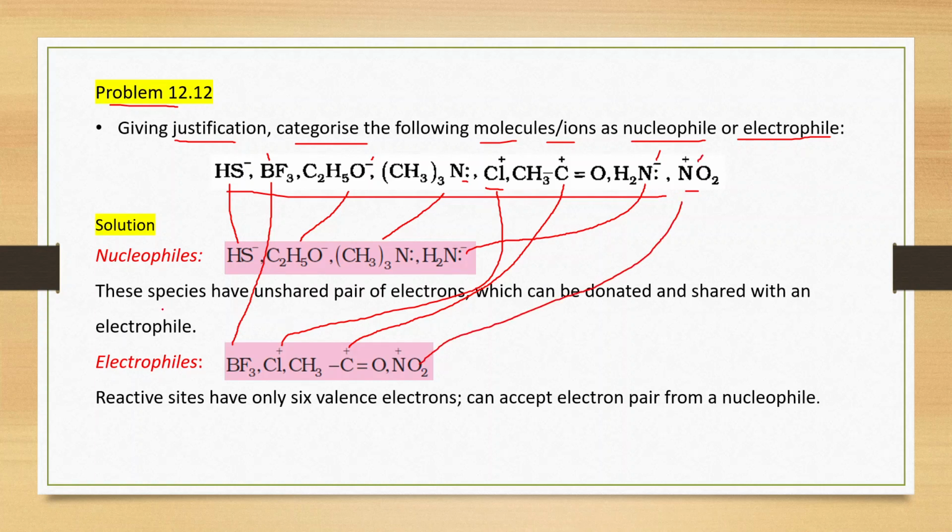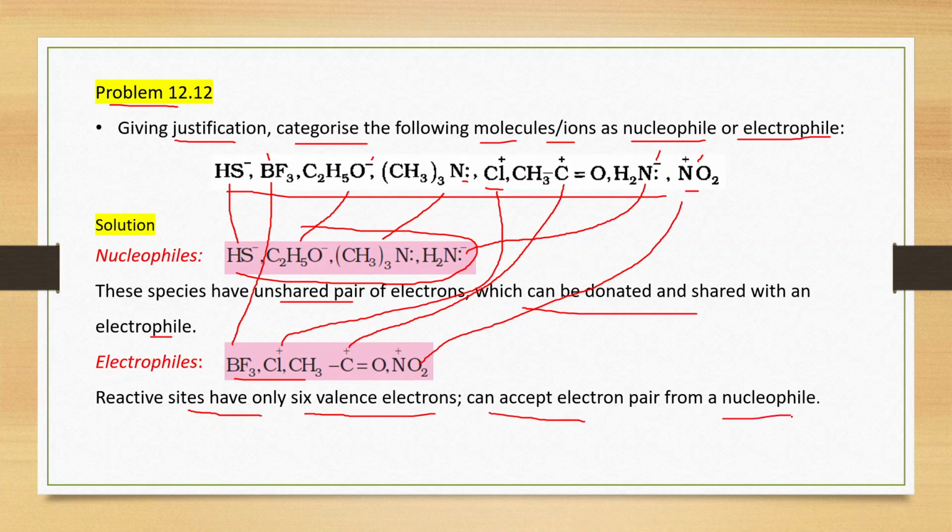See, so simply we can say these species have an unshared pair of electrons which can be donated and shared with an electrophile. Now in this, the reactive sites have only 6 valence electrons and can accept an electron pair from a nucleophile. So you have to justify these as nucleophiles and electrophiles.